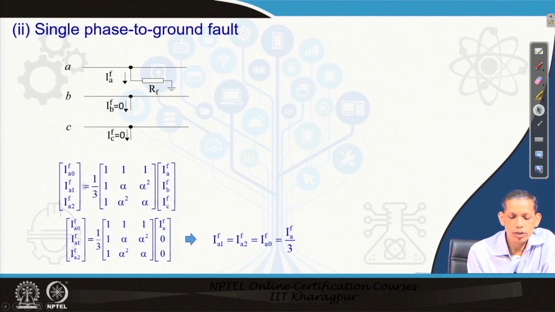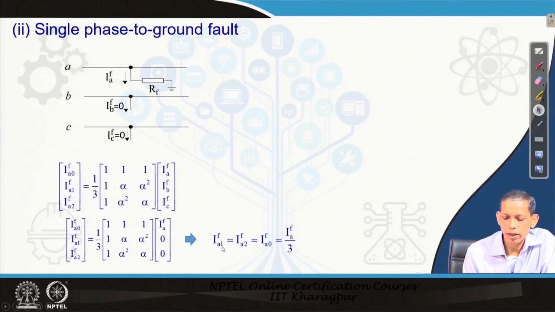So, for the sequence components, multiply the same T inverse matrix to this one, and with IB and IC being 0, you substitute IB and IC as 0 here. So you see that IA0 in this case becomes 1 1 1, so only this element is available, and IA1 becomes this 1 alpha. So only this element is available, and for the negative sequence also only this element is available.